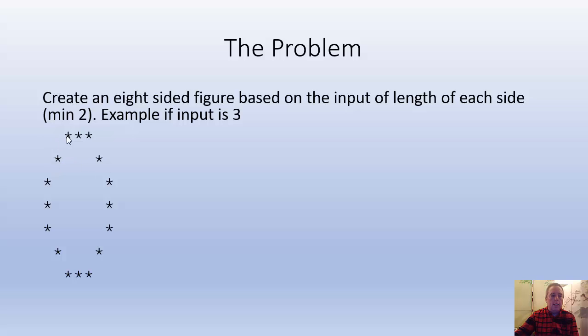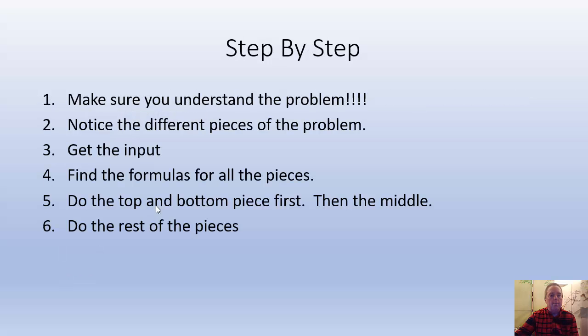This one is going down. This one is going up. Now, you may think, what's the difference? Well, that's because we're looking at just a 3. What happens when you look at a 4 or a 5? And so then we're going to need to get the input, in other words the number, and then find all the formulas for the pieces.